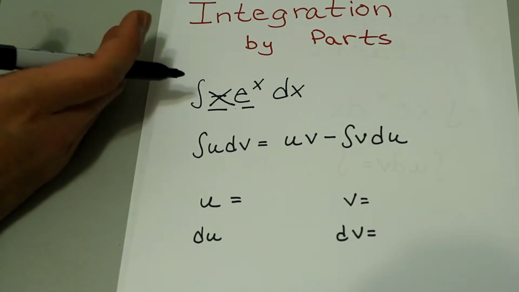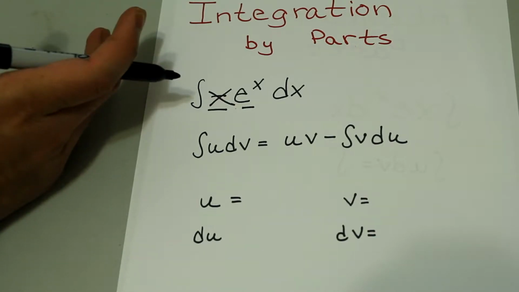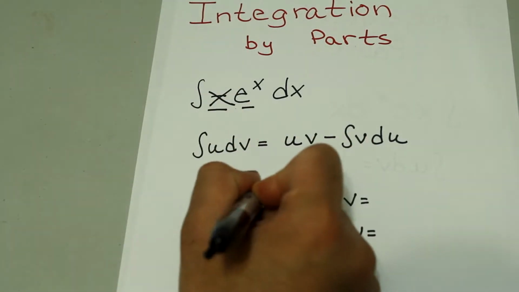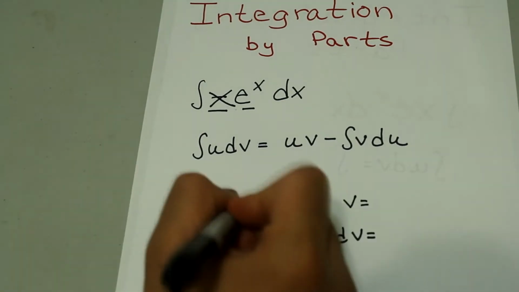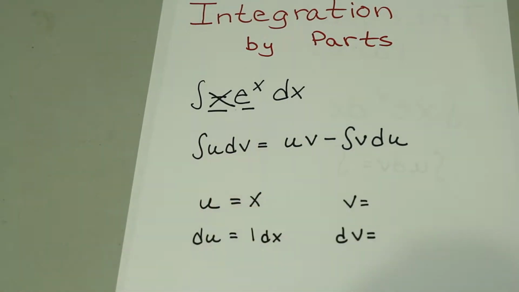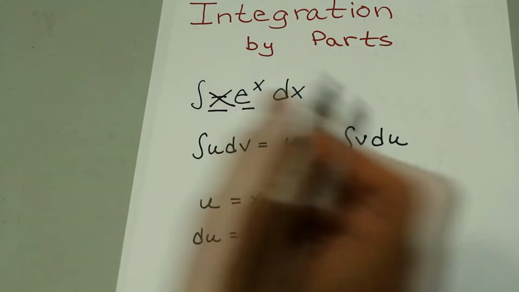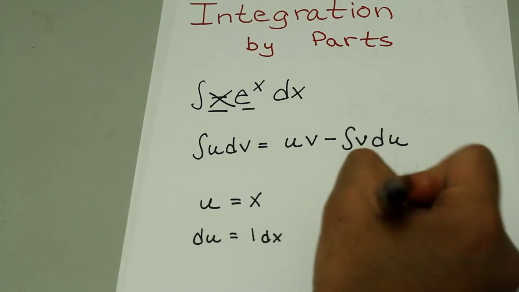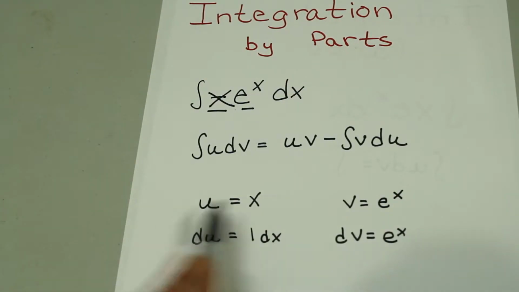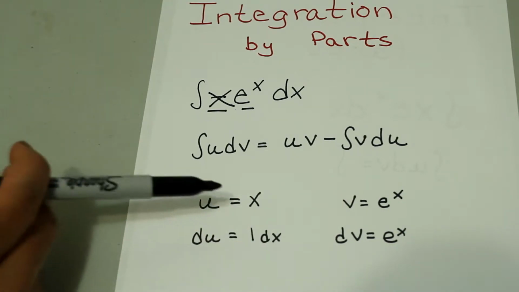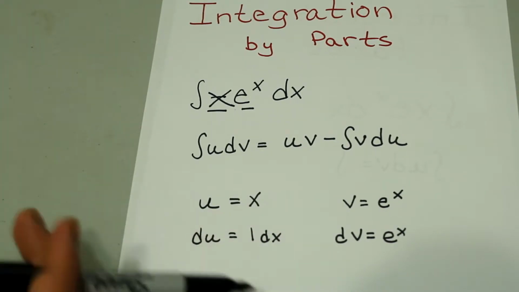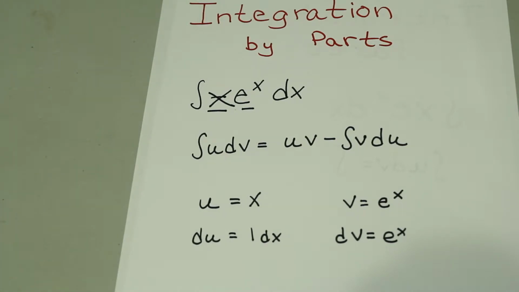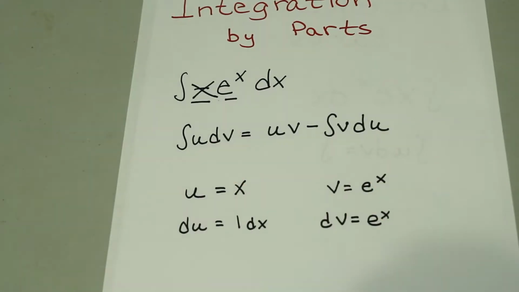If we look at this, we see that x is easy to derive. If we derive x, we just get a 1, and du is just 1 dx, and dv, if we set that as e to the x, the integral of e to the x is just e to the x, so v equals e to the x. Notice that if we had flipped this around, if we had set dv equals x, if we integrated that, we would have gotten x squared divided by 2, and that would have made things more complicated. And the whole goal of integration by parts is to make the initial integral simpler.